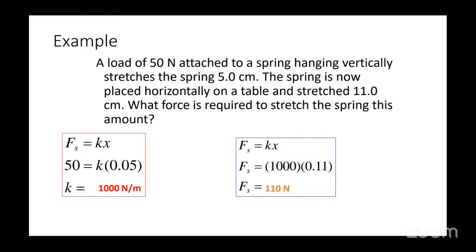Now we know our spring constant, we can find our force. F is equal to Kx. This time the x, which is the extension, is 0.11. We know our spring constant to be 1,000, so 1,000 times 0.11 gives us 110 Newton. So that is the force required to stretch the spring horizontally.